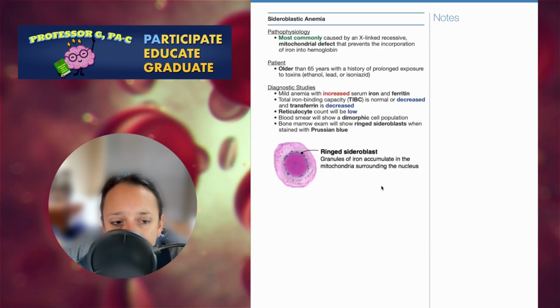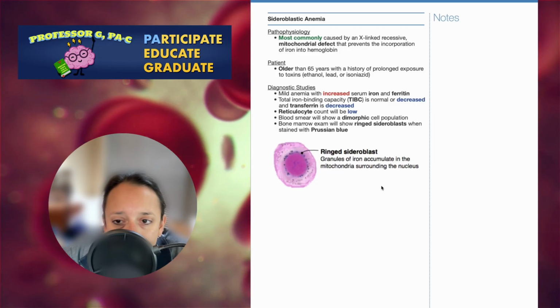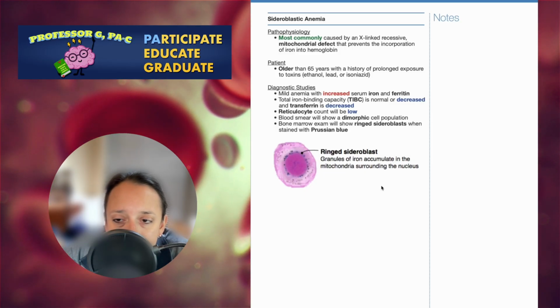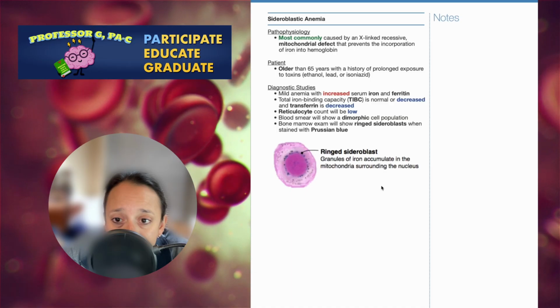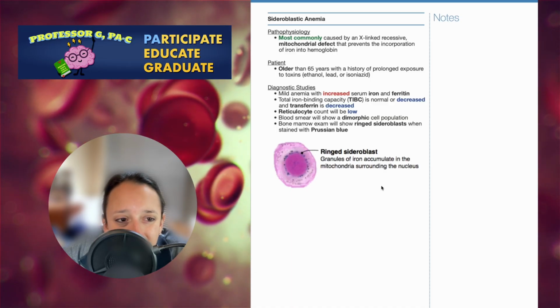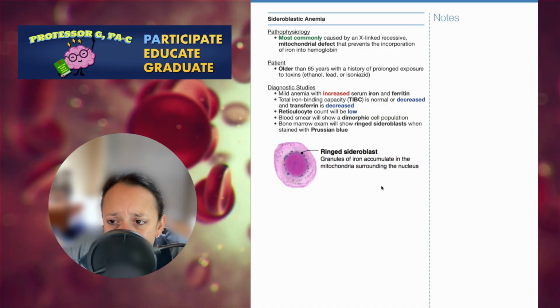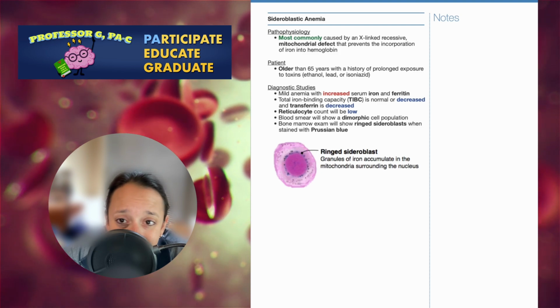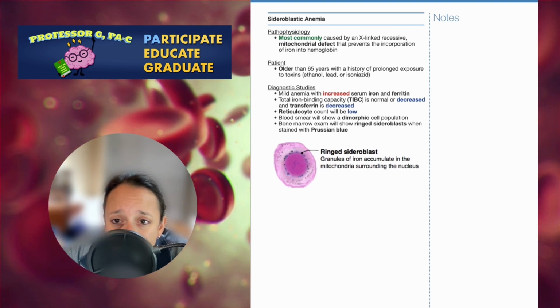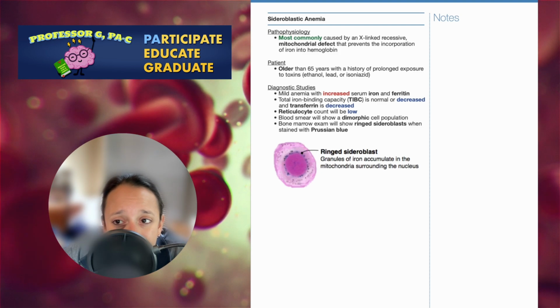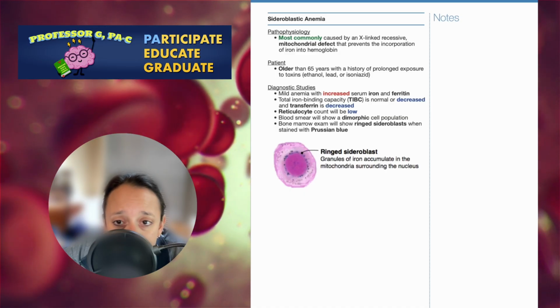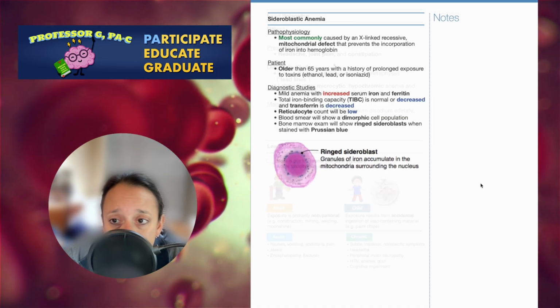Treatment, we're really going to focus on the underlying cause. So if they're alcohol drinkers, we want to stop the alcohol or any of the offending agents like medications. This will help the red cell production, especially in cases caused by isoniazid. PA pro tip, if you see microcytic anemia with high iron and ring sideroblasts, you want to think sideroblastic anemia.